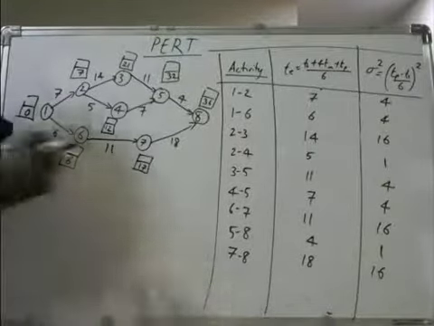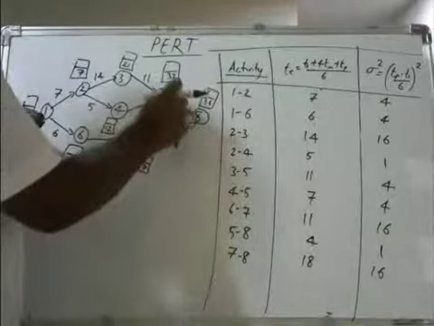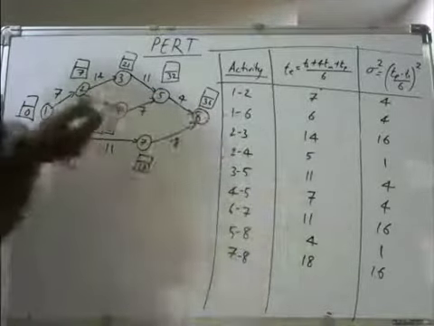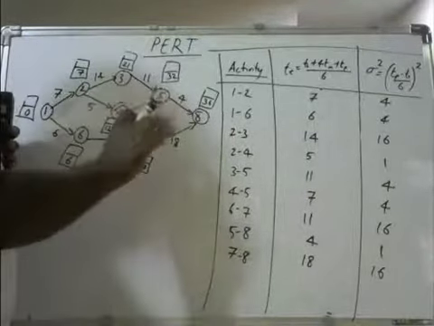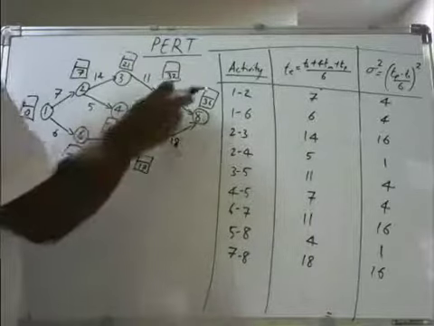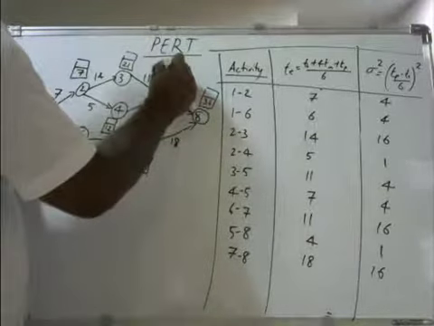Okay. Now, 36 minus 4. This is the forward pass that you've done. Now we're doing the backward pass. In the forward pass, you take the maximum amount. When you're coming backwards, you need to take the minimum amount. 36 minus 4 is 32.